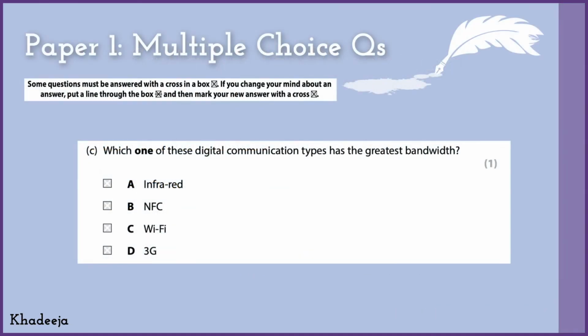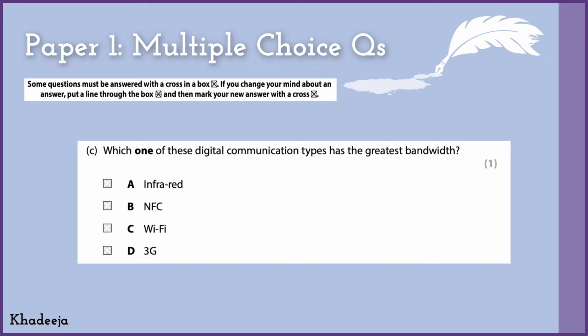Okay, moving on, let's look at some of the types of questions in paper 1. So first of all, here are multiple choice questions. Multiple choice questions do not come that much throughout the entire paper, but they are definitely there. You will definitely come across around 4 or 5 multiple choice questions in paper 1, and you can see there's always this instruction given in the beginning, which you can see I've put over here, which says some questions must be answered with a cross in a box. So multiple choice questions have to be answered by crossing the box, and if you change your mind about an answer, put a line through the box as it shows over there, and then mark your new answer with a cross.